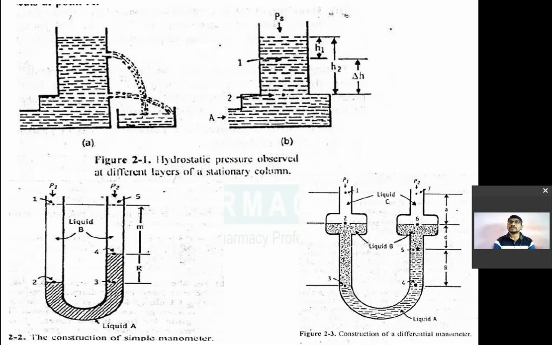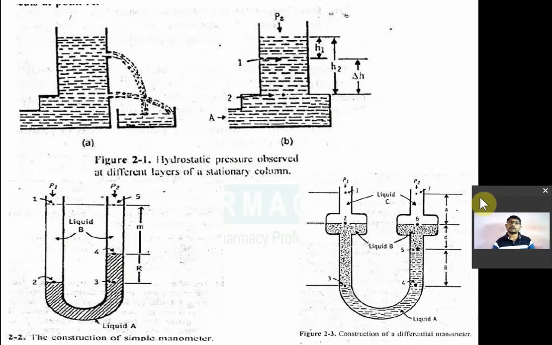Now there are two types of flow: fluid static and fluid dynamics. If the fluid is at rest, that is known as fluid static. And if the fluid is moving, or in motion, that is known as fluid dynamics. So this chapter is divided into fluid static as well as fluid dynamics.